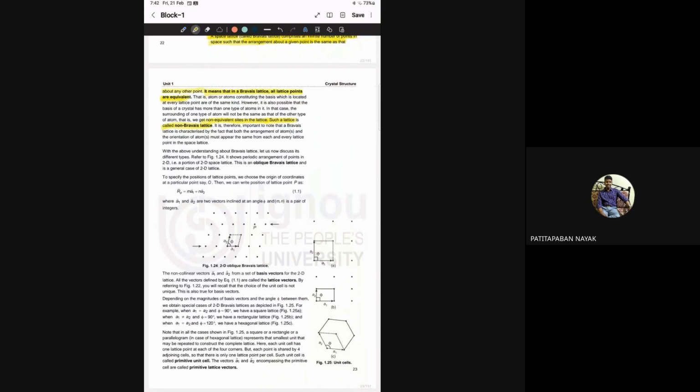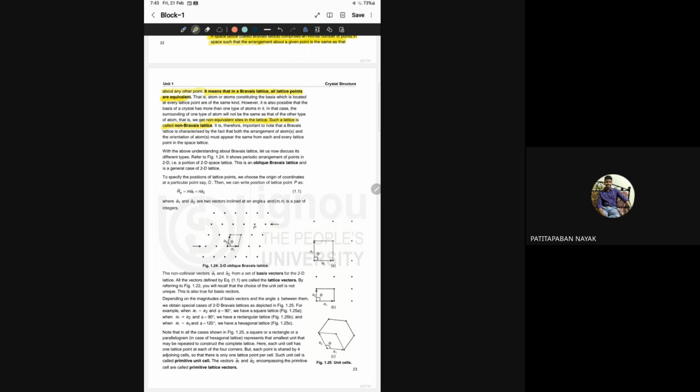In 2 dimension, what are the possibilities? You will have two directions, one is A, one is B. To specify the position of a lattice point, we choose the origin of coordinates at a particular point O. And then we write the position of the lattice point P as RP. This is called the lattice translation vector as well. RP is equal to M A1 plus N A2, where A1 and A2 are the two vectors inclined at an angle phi, and M and N are a pair of integers.